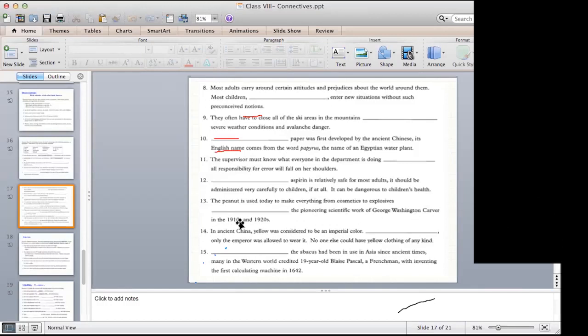Good. In ancient China, yellow was considered to be an imperial color, okay? Only the emperor was allowed to wear it. No one else could have yellow clothing of any kind. So what should we use here? What do you think here? Should we use?